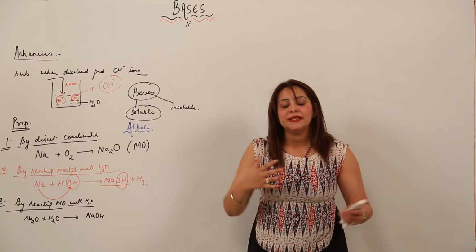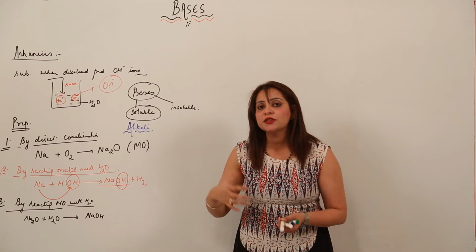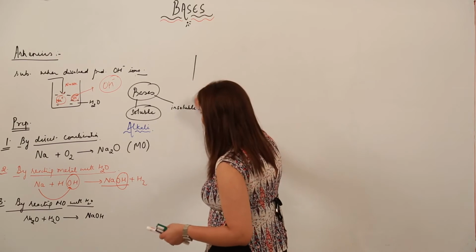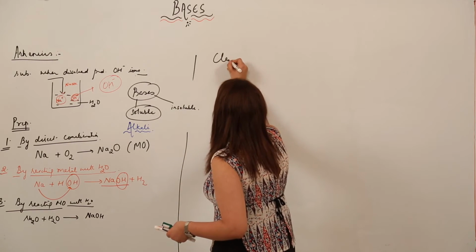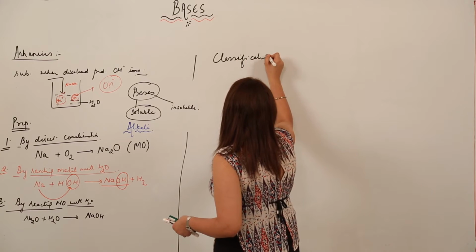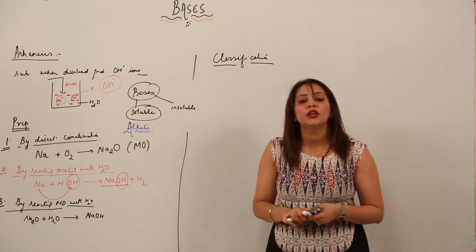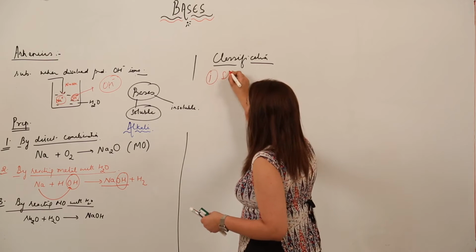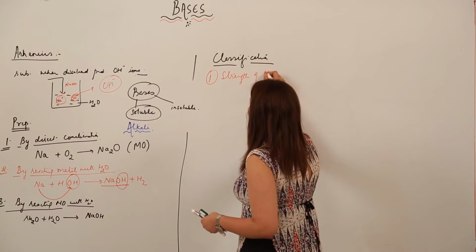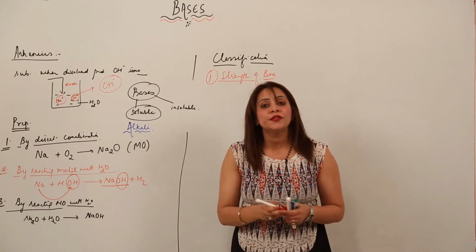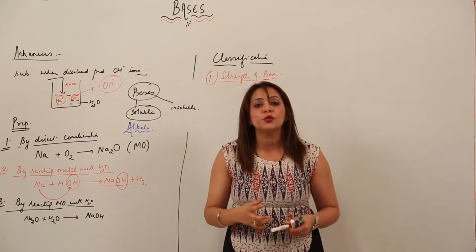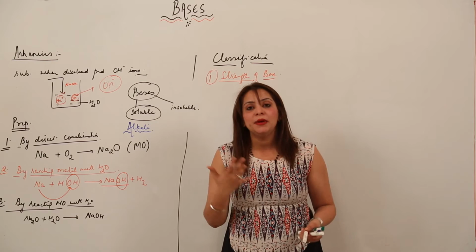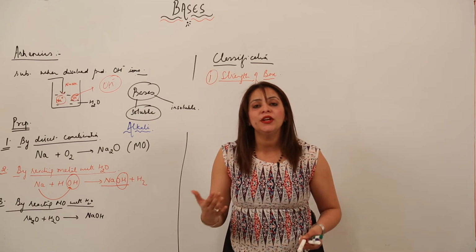Now, we are going to classify bases. As we classified the acids, we are going to classify the bases now. So, just look at the board. So, it's classification. Firstly, bases are classified on the basis of properties, that is, the strength of the base. When we talk of strength, strength means the ability of a base to release the hydroxide ion when it is dissolved in water.